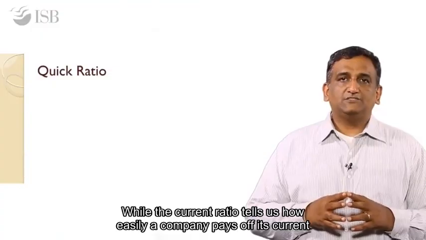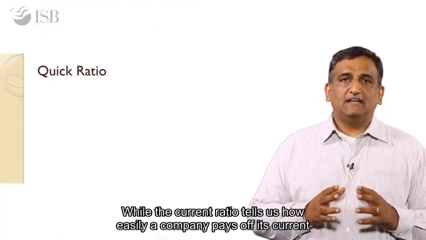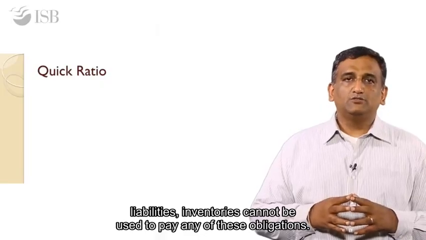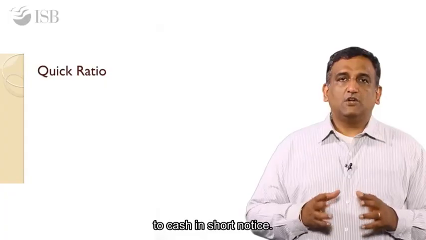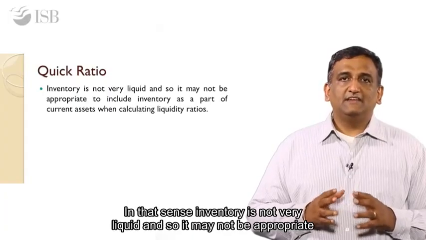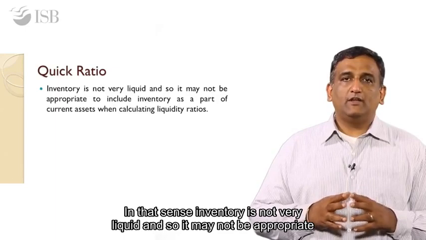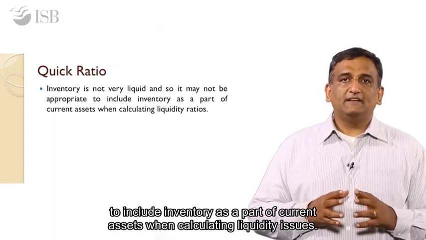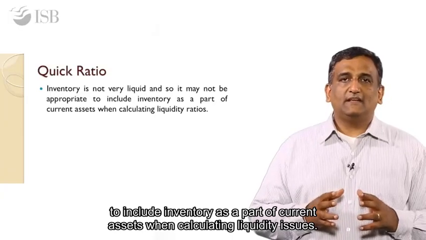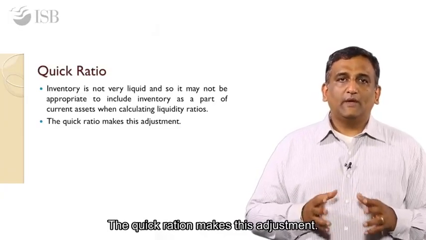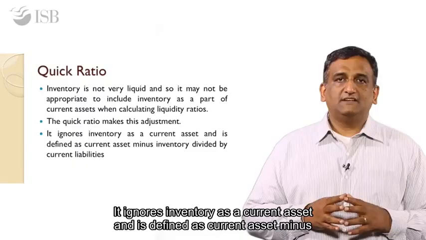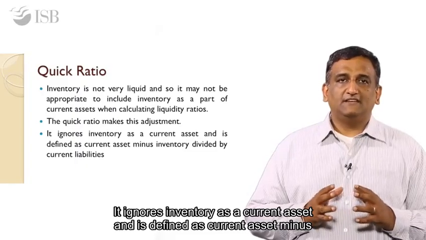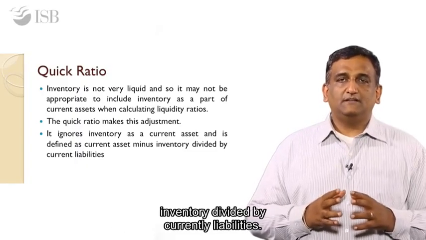While the current ratio tells us how easily a company pays off its current liabilities, inventories cannot be used to pay any of these obligations. It may also be extremely difficult to convert inventory held to cash on short notice. In that sense, inventory is not very liquid, and so it may not be appropriate to include inventory as a part of current assets when calculating liquidity ratios. The quick ratio makes this adjustment. It ignores inventory as a current asset and is defined as current assets minus inventory divided by current liabilities.